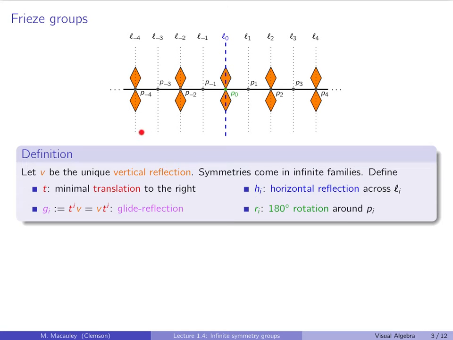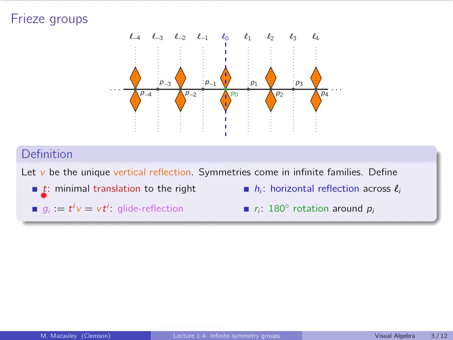Here's an example of a frieze. And I'm starting with this one because I claim that it contains all of the symmetries that a frieze can possibly have. First, it contains a vertical reflection. We'll call that V. That's a reflection across this horizontal axis. I also claim that symmetries come in infinite families, and there's 4 of them.